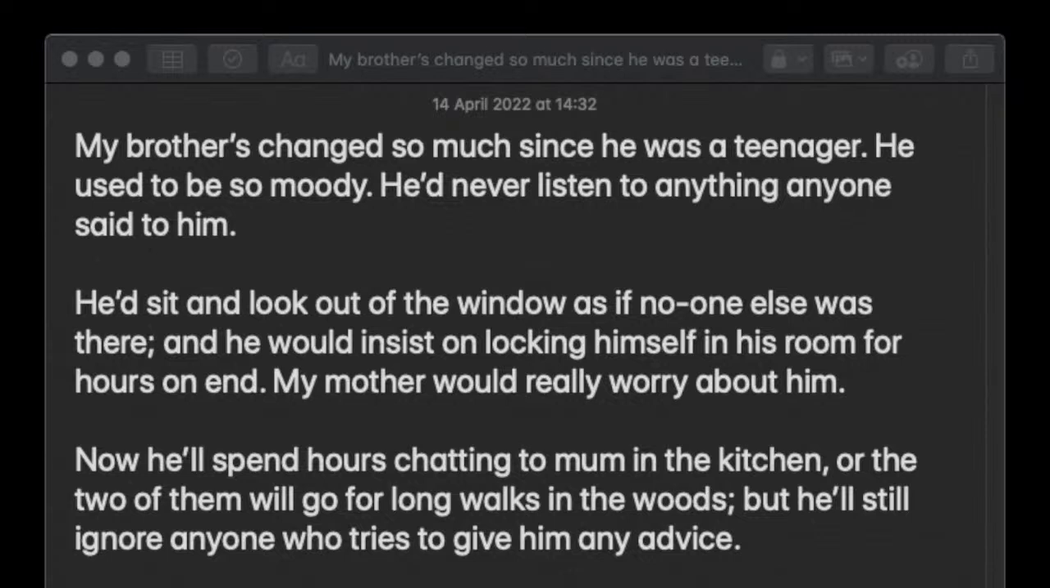Okay, listen again. He'd sit and look out of the window as if no one else was there. You see, you should have connected a bit better there. And I noticed that when you say there, it's excellent, but it does sound a little bit too diphthongal, a little bit old-fashioned. There, as if no one else was there, like that. So just try to make it very monophthongal, as if no one else was there, like that.